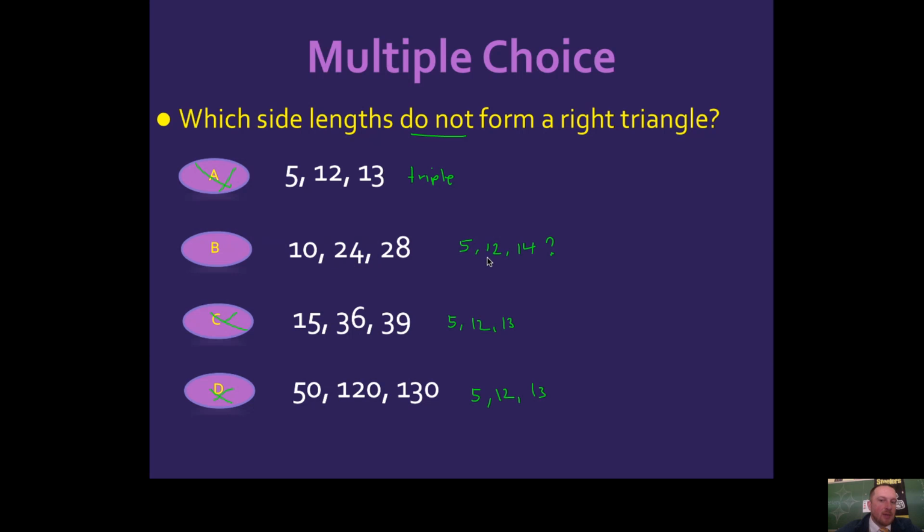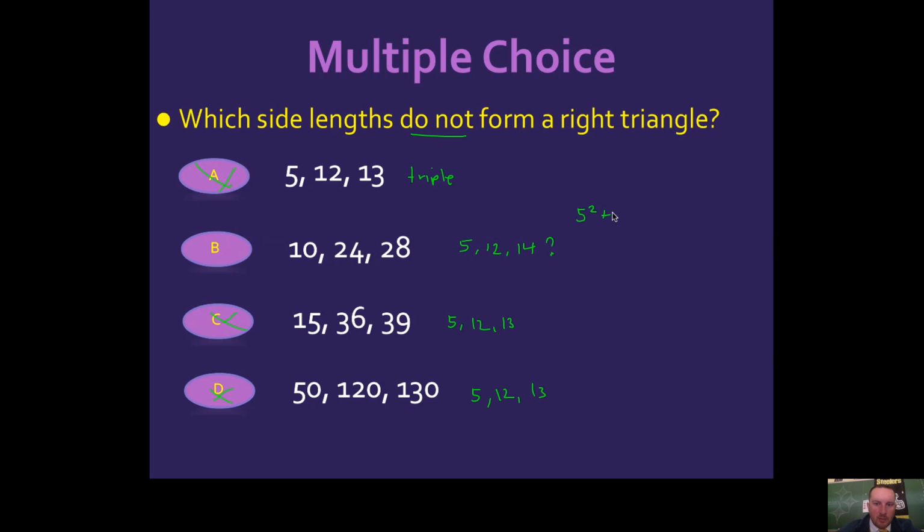The only thing we're not sure about is this guy. 5, 12, 13 is a triple. 5, 12, 14 is not going to be a triple. It's not on your triple list. Okay. How do you know for sure that's not a right triangle, though? Well, that's what we're going to talk about on the next slide. That's the converse of the Pythagorean theorem.